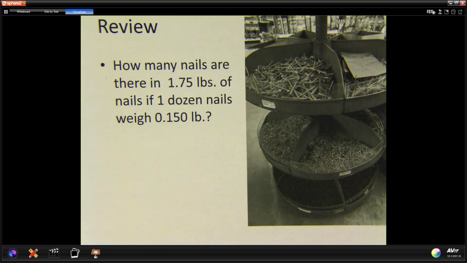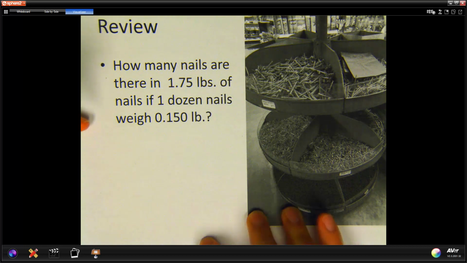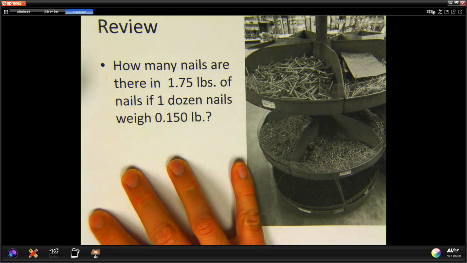Okay, so here's the question. How many nails are there in 1.75 pounds of nails if 1 dozen nails weighs 0.15 pounds? So I'm going to start writing down some information and then we will solve the problem. So we know we have 1.75 pounds of nails. We know that 1 dozen nails equals 0.15 pounds. We are looking for how many nails.